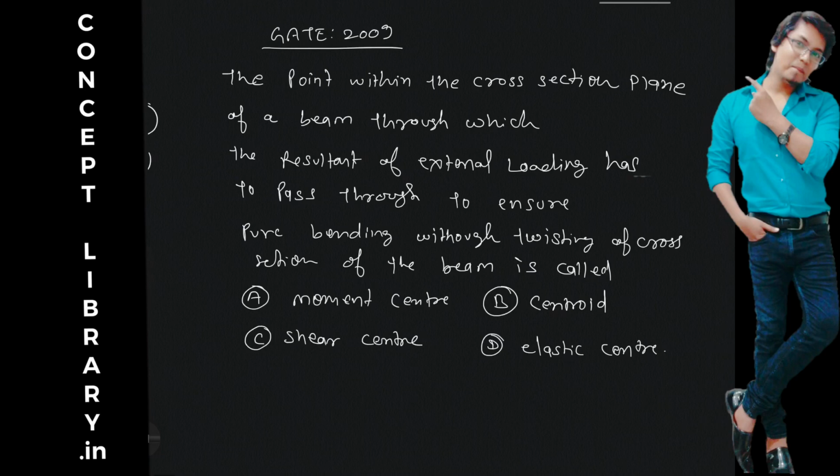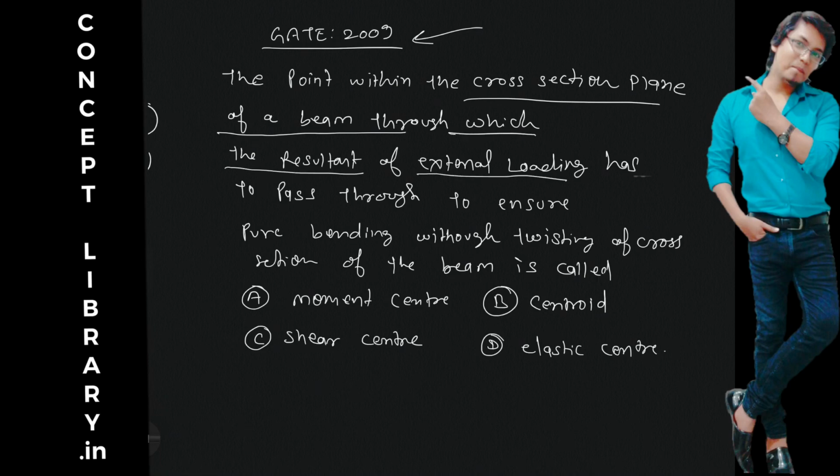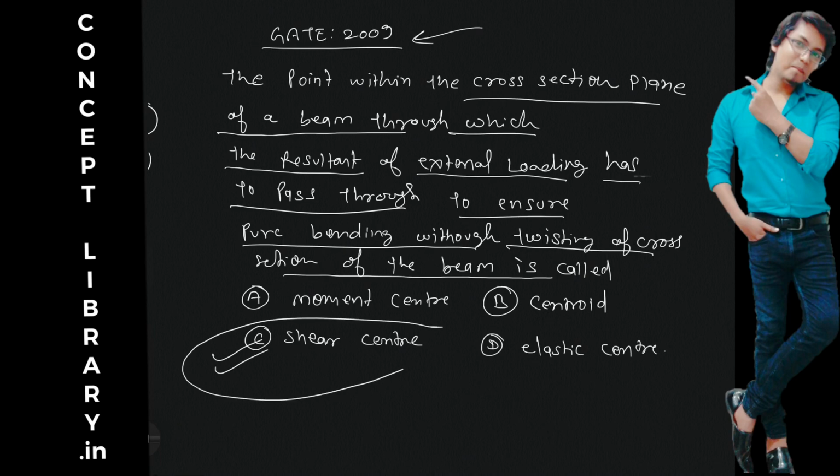There is one more question. They are important questions, and from this topic they ask very easy questions. You will be able to crack them. The point within the cross section plane of a beam through which the resultant of external loading has to pass to ensure pure bending without twisting of the beam is called the shear center, because at the shear center only we don't have twisting, we have pure bending. Okay, so the option is clear.